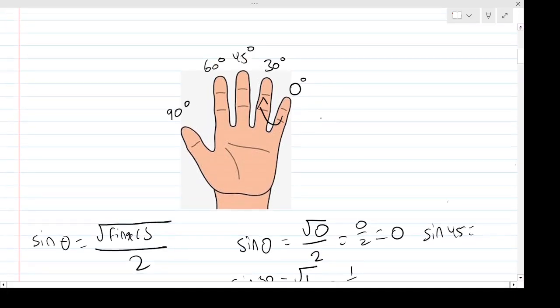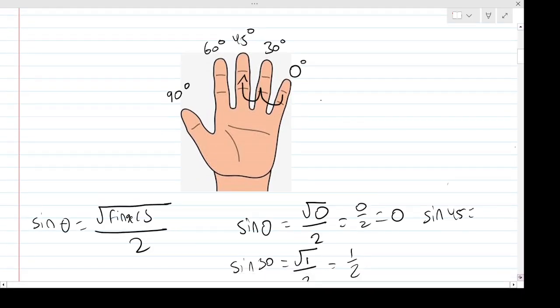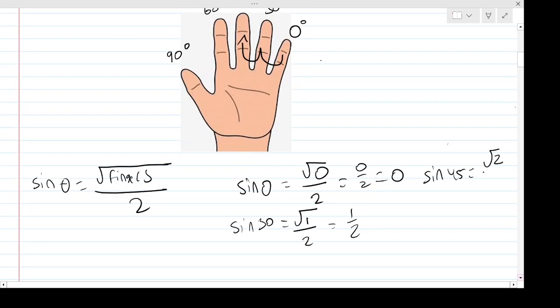Well, if we start at 0 again, 0 degrees, if we want to get to 45 to that finger, we'd have to move one finger and another one, okay? So that'll be 2 fingers used. So it'd be root 2 over 2. Okay, and we can't simplify that. If you put sine 45 in the calculator, you should get root 2 over 2, okay?